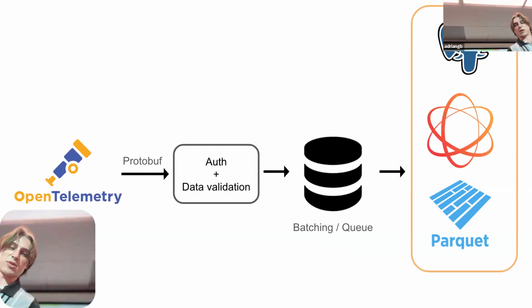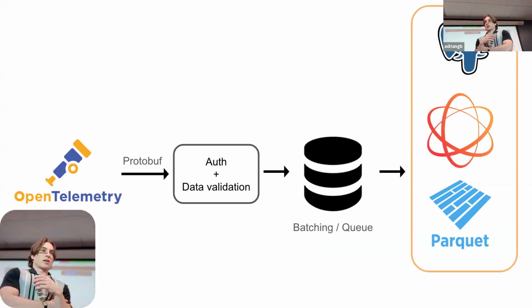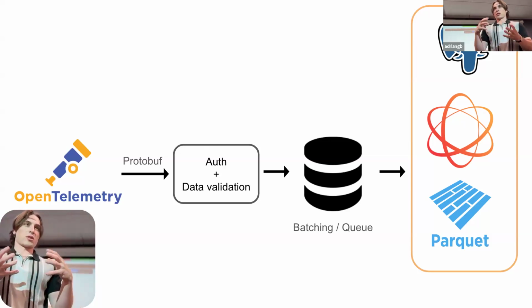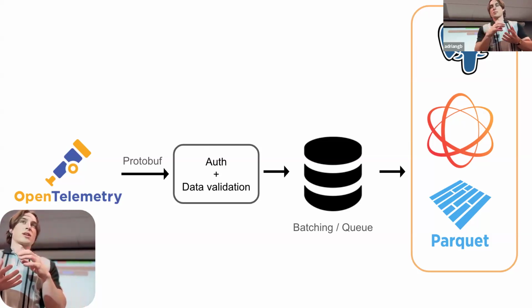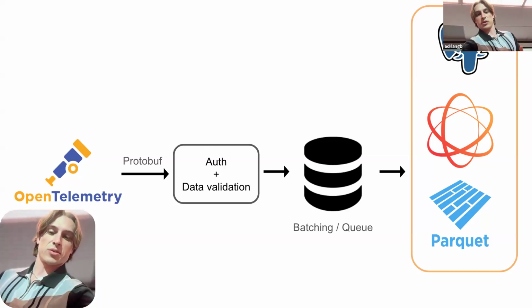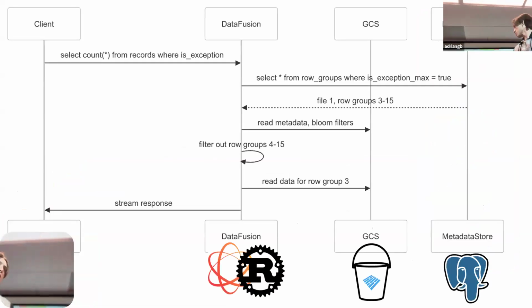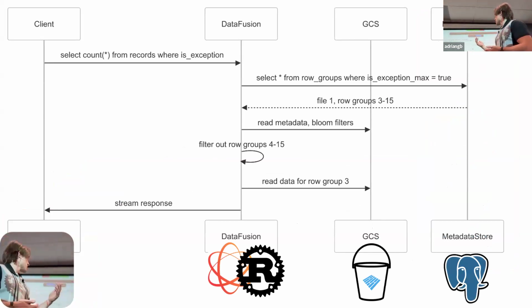So that's the next part I'm going to talk about, which is our metadata store and the DataFusion query part. In particular, I'm going to focus on the metadata store and the indexing we do, so that data can be accessed quickly, so that queries run in pretty much real time. Fundamentally, our system works like this: a client sends a query, in this case, select count from records where is_exception, a Boolean column representing errors in your application.